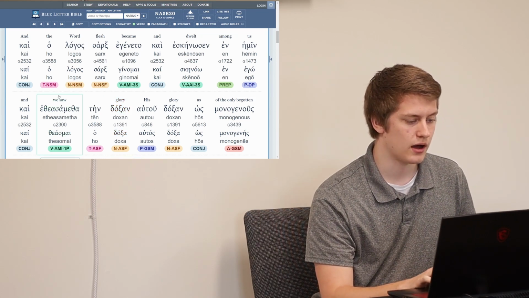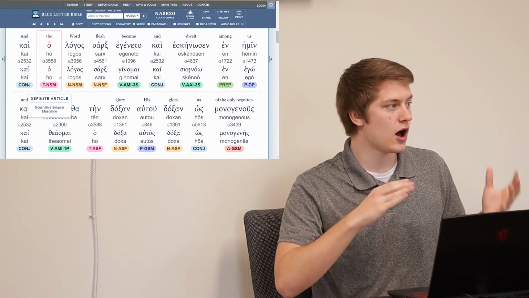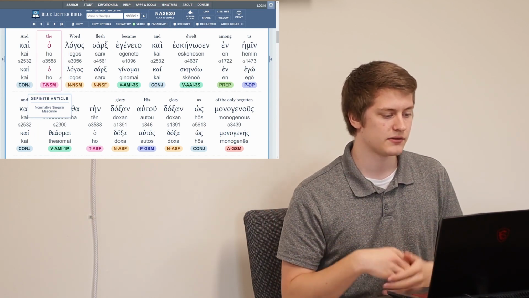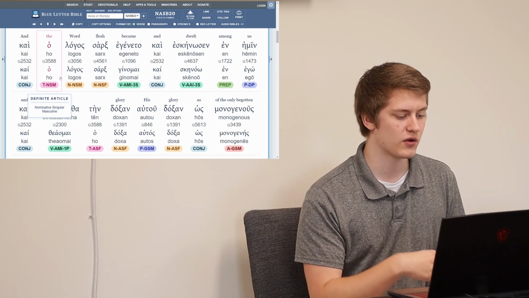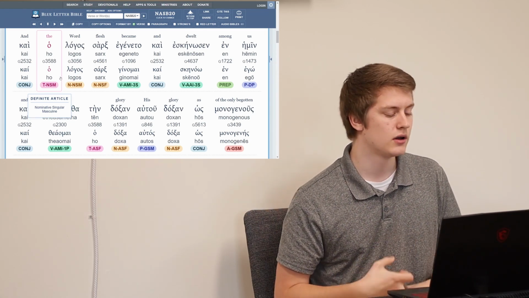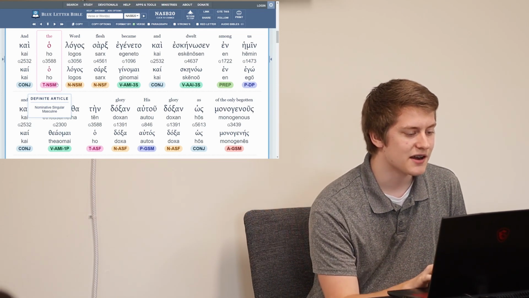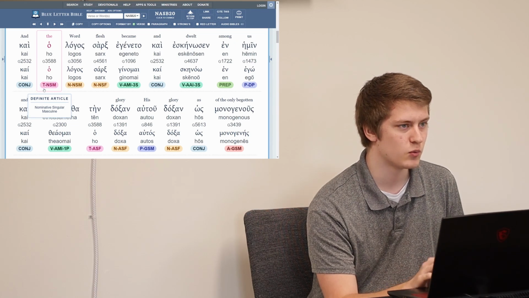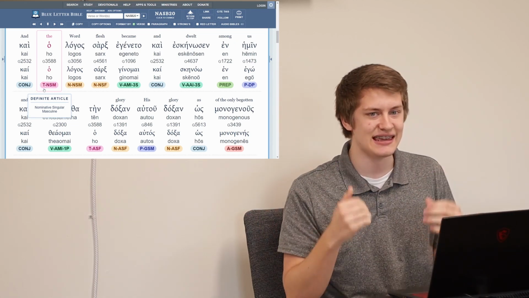Next we have the article. So it's the word, right? It's the word. So in Greek we have ha logos. And if you hover over it, it says it's definite article, and it's nominative, singular, masculine. Something that's kind of funny is that when you look at it, it's saying that the part of speech, when it's making an acronym, is T.